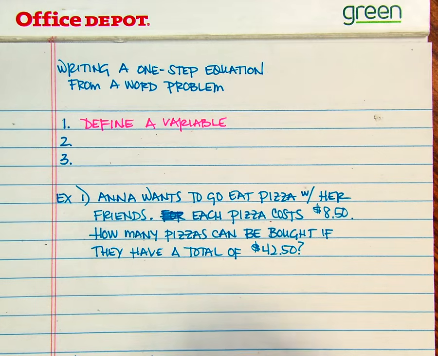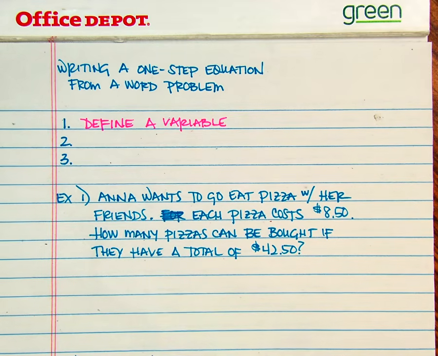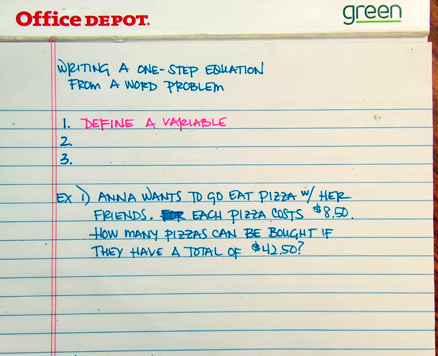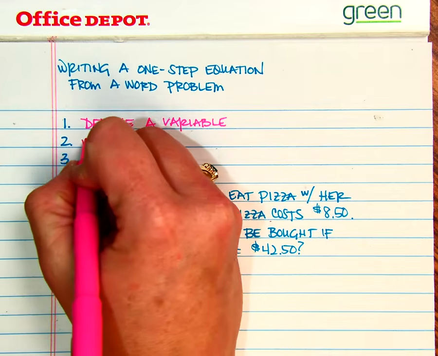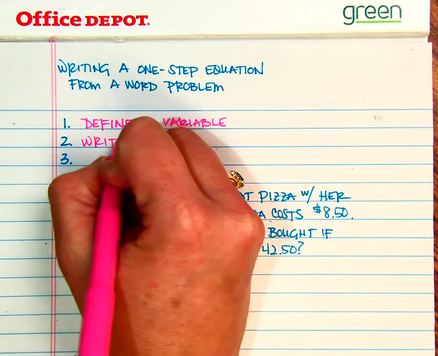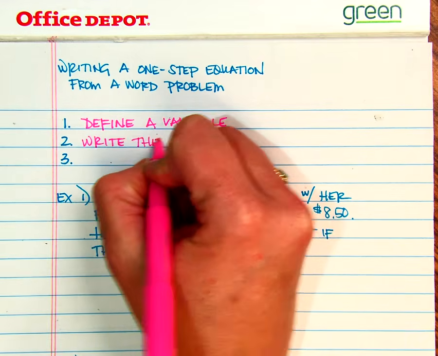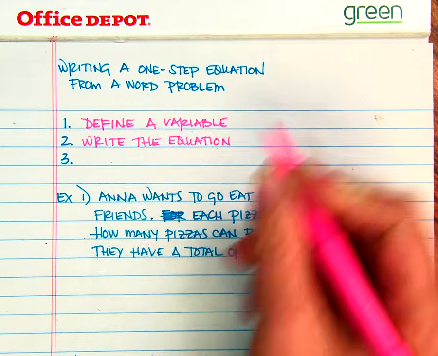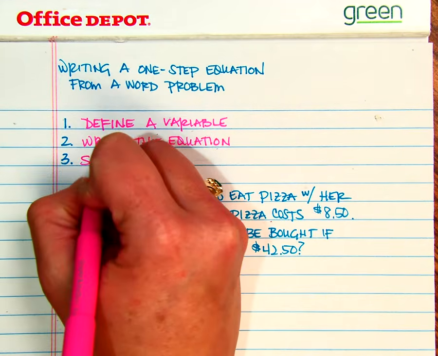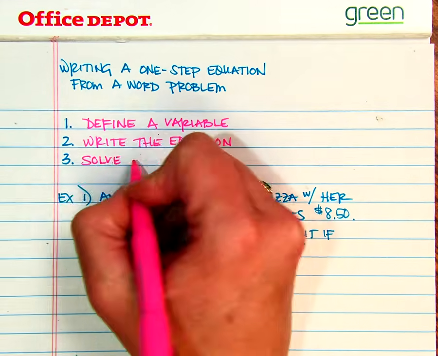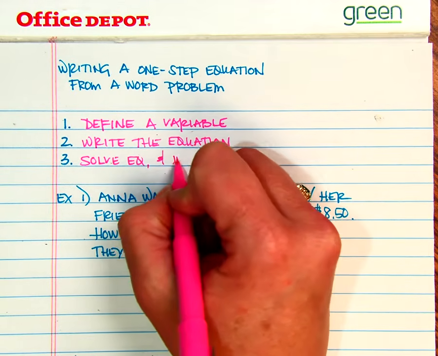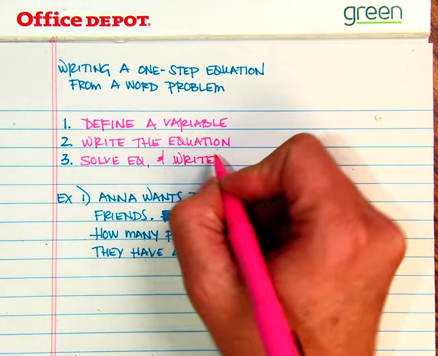If you use X and you're talking about the number of dogs, at least that's defining it. Or you could have used D for the number of dogs, for example. So you're going to define a variable. You are going to write the equation. And then you are going to solve the equation and write answer with the correct label.